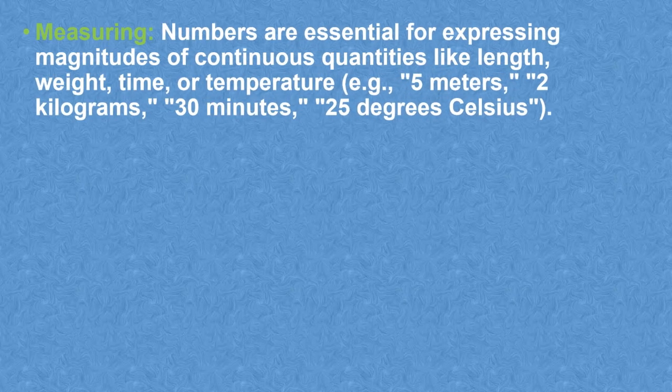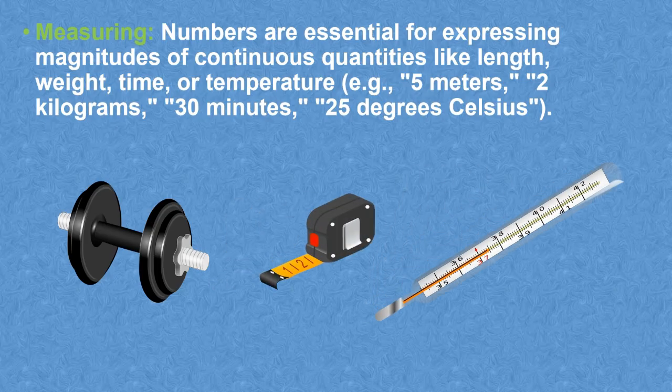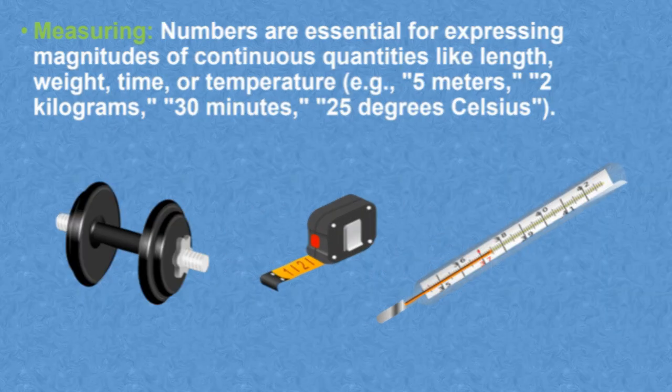Measuring. Numbers are essential for expressing magnitudes of continuous quantities, like length, weight, time, or temperature. For example, 5 meters, 2 kilograms, 30 minutes, 25 degrees Celsius.